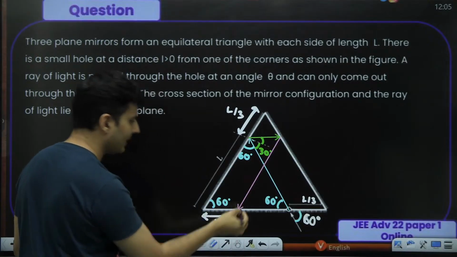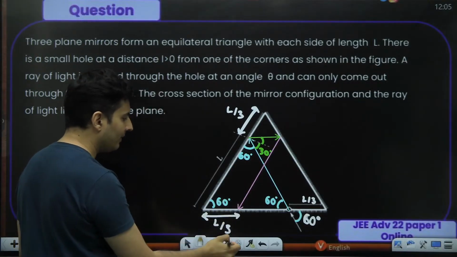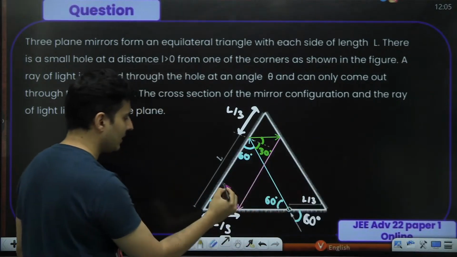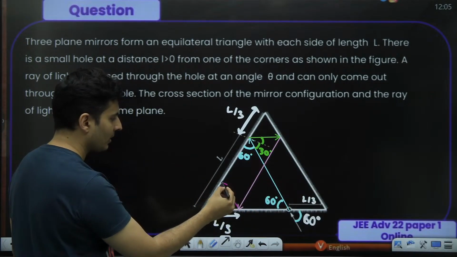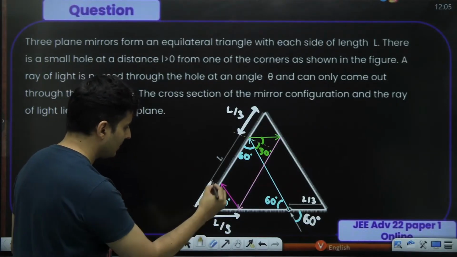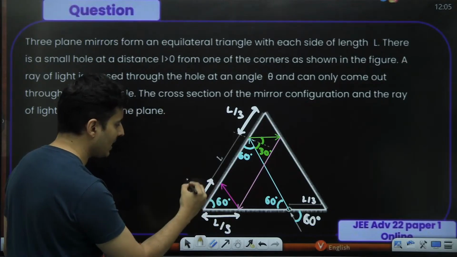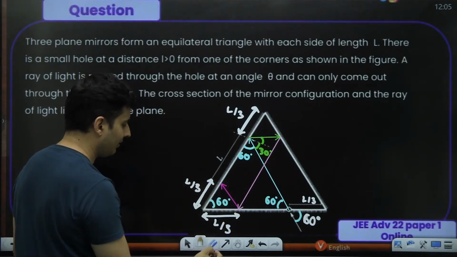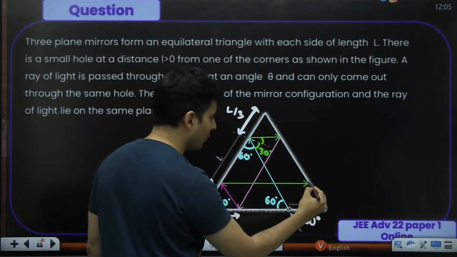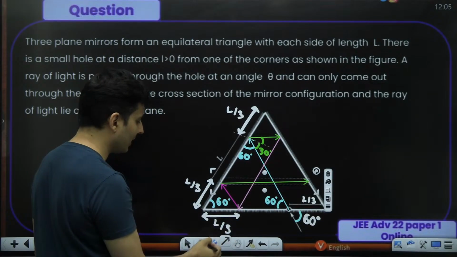I am seeing some kind of symmetry. And after hitting here, what will that light do? Think about it. This light will go over here. And this distance, again, I feel will be L by 3. And after reflection, again, it is going to become parallel. Oh my God, some crazy thing is happening over here.